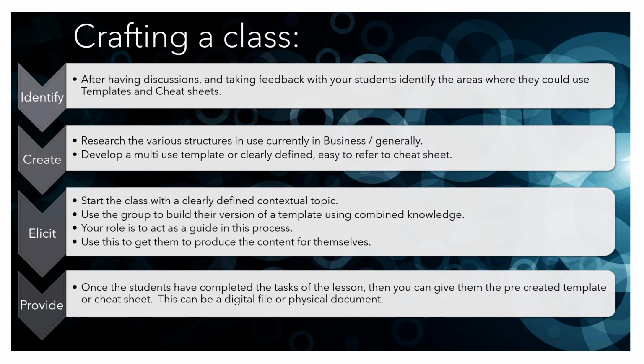So taking feedback is really important in discussions, so you can see where they feel like they need strengthening. That's how you identify that you need to use a cheat sheet or a template. Creating one, basically, you look at the common trends of email structures, of formality, of functional language, all that kind of stuff, depending on the target area you want to go into, to make either a cheat sheet or a template. You can also create a multi-use template.